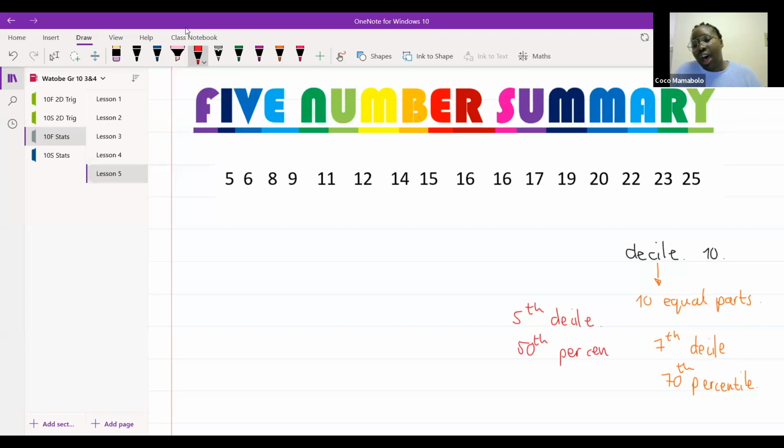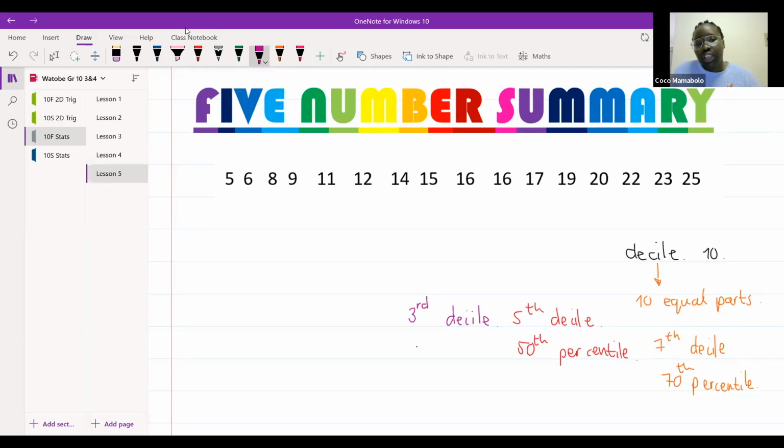And I'm hoping everybody's understanding kind of where I'm going. I'm going to explain how all of this ties together in just a bit, but I want to ask a very important question. If I asked you guys to find me the 3rd decile, which percentile am I asking for?